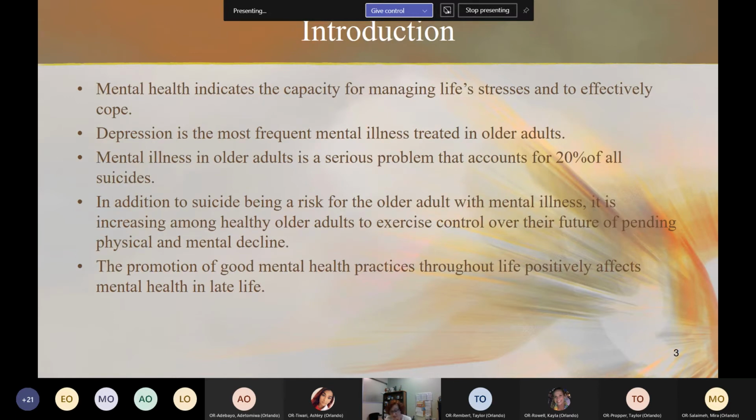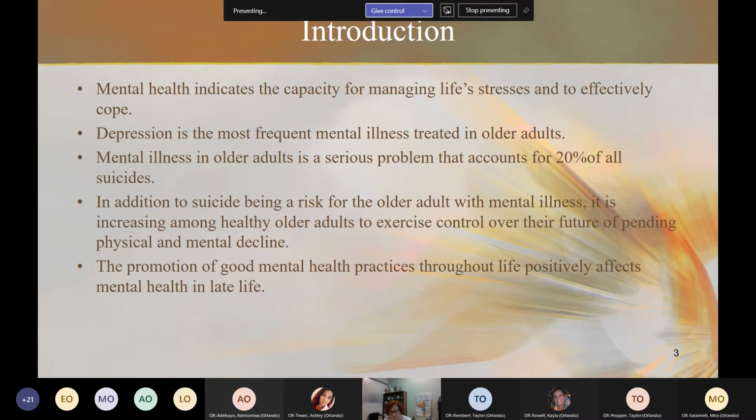So looking at mental health, we do know that for our patients to be able to take care of themselves in their older state, throughout their lifetime they have been able to deal with many of the problems they have emotionally in their mental state. However, we do know that depression is the most frequent mental illness treated in older adults.